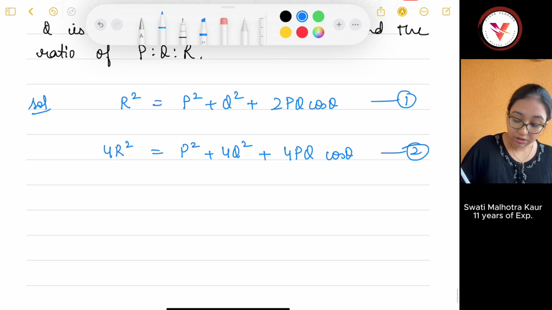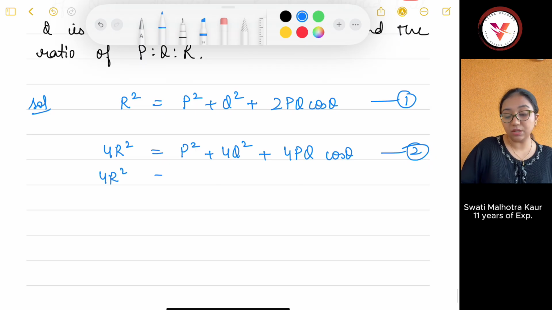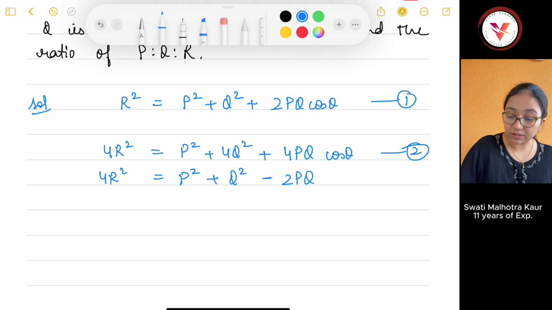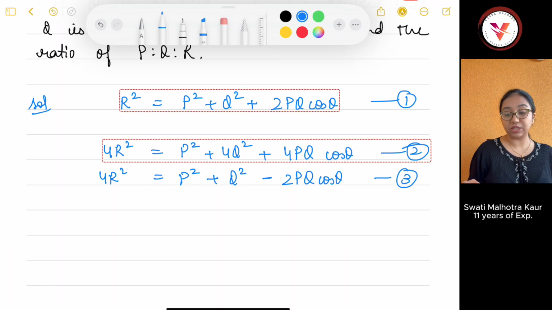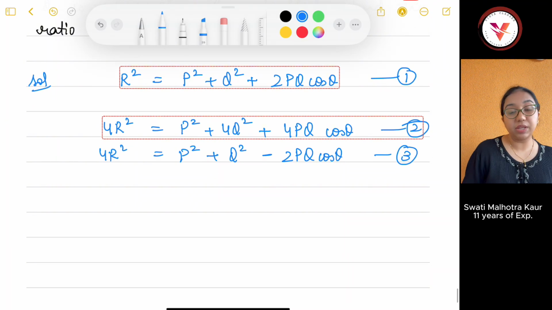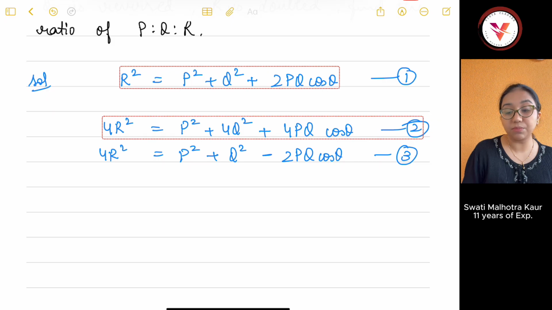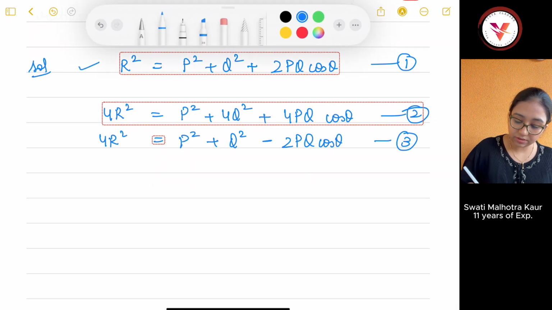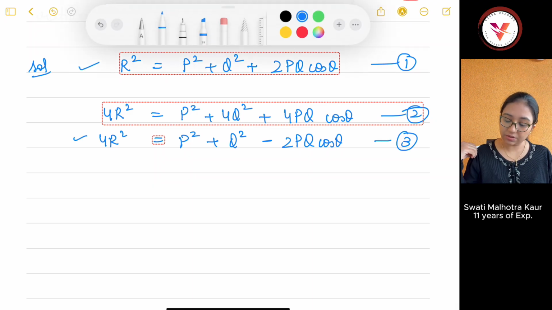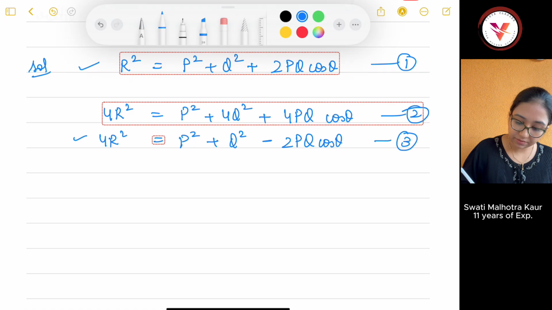Then if Q is reversed, R is also doubled. Then again 4R square, equal to P square plus Q square minus 2PQ cos theta. That is the third equation. Now you have three variables and three equations. It's perfect: the number of unknown variables should be equal to the number of equations. Then you can find the unknown variables.